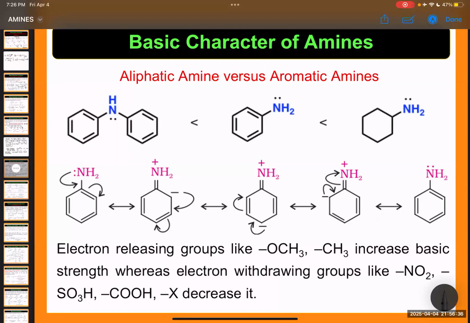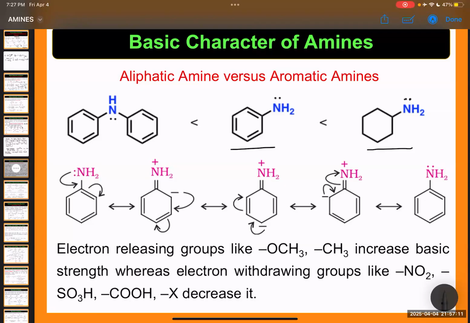So what about the basic nature of aliphatic amine and aromatic amine? This is aliphatic amine, and this one is aromatic amine, aniline. Which one do we expect to be more basic? It is the aliphatic amine which is more basic.